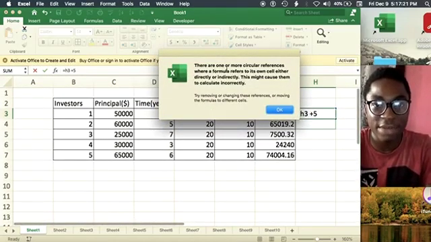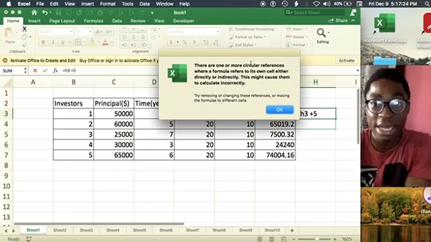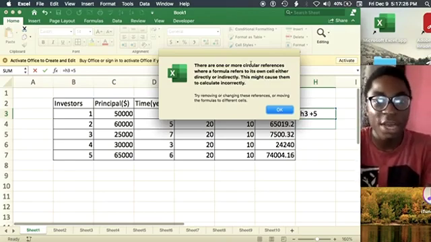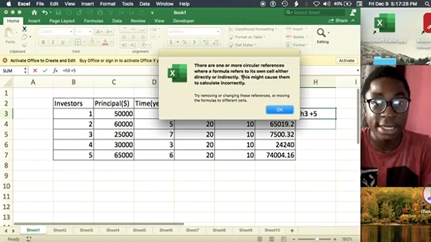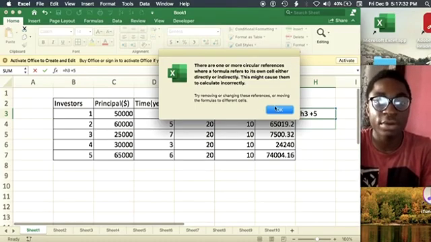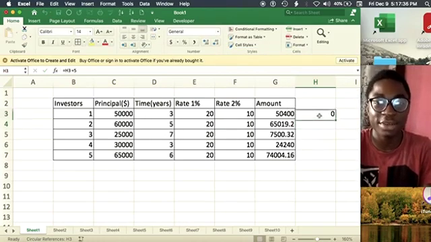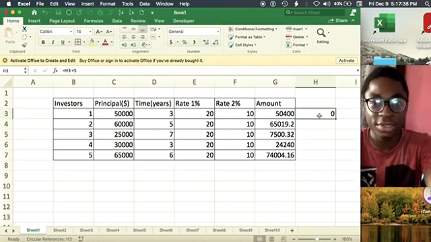It says there are more than one circular references. Yes, aha. It's called a circular reference, where a formula refers to its own cell either directly or indirectly. This might cause it to calculate incorrectly. So I'll click OK and let's see what goes on. It actually gives me 0. So basically Excel does not tolerate that.